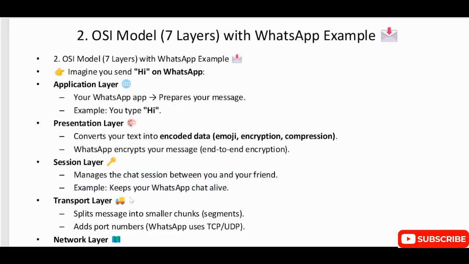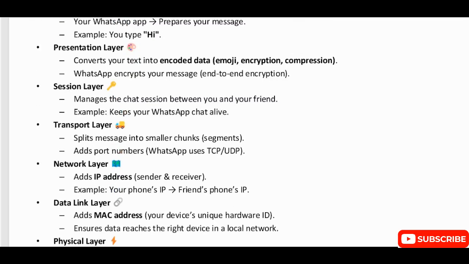Fourth one is the transport layer. It splits messages into smaller chunks, like segments. Its main work is to split the message into smaller chunks and add the port number. WhatsApp uses TCP or UDP, so it adds the port number accordingly to your messages.